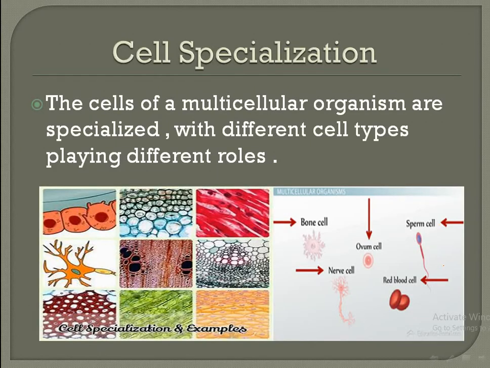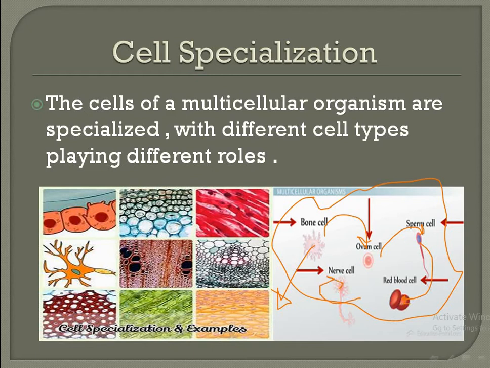Like this organism here, I have a multicellular organism. Each one of these cells has its special tasks to do. So it's specialized, and each one will help the other cells to maintain homeostasis. These cells communicate and work together to make homeostasis.